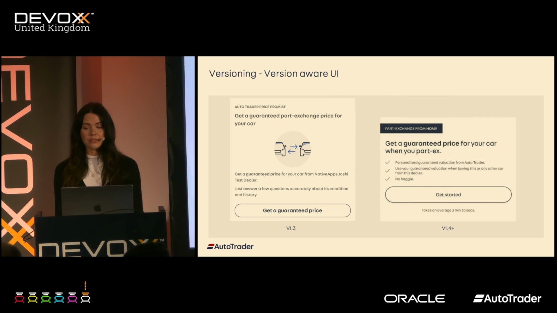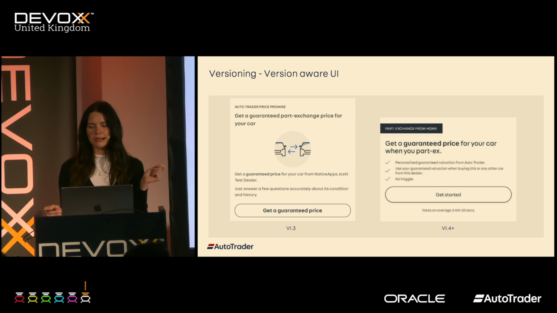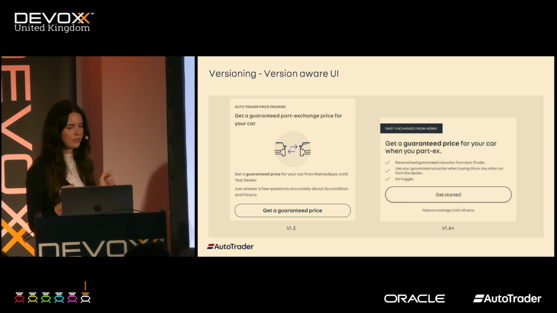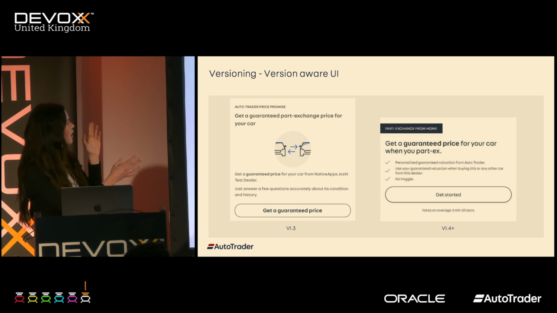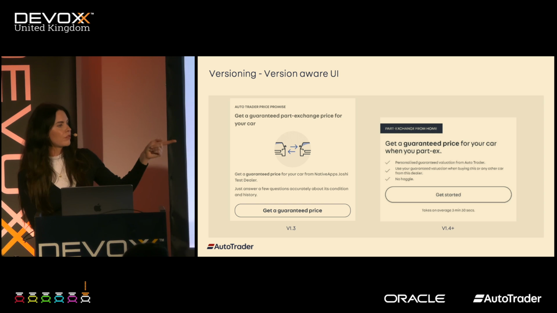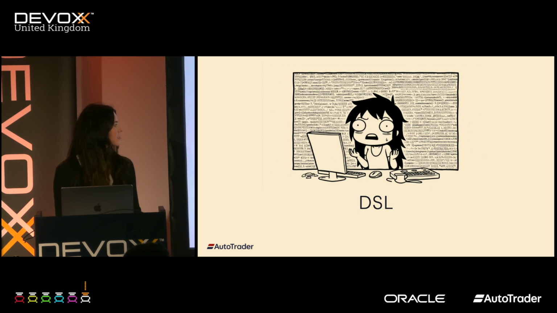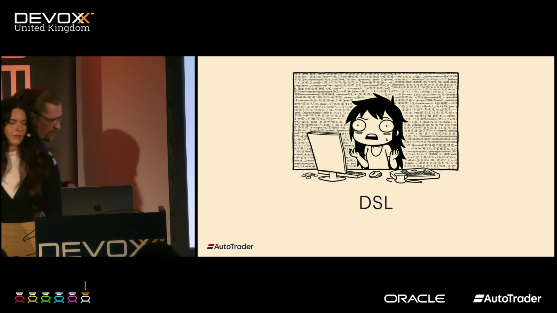We can support different UI for different versions also. So in this example, we added features, meaning we could add the banner and bullets on newer clients. So this is our guaranteed part exchange on version 1.3 and then version 1.4 and higher. And this now brings us to the DSL, which Jimmy's going to explain a bit more in depth.